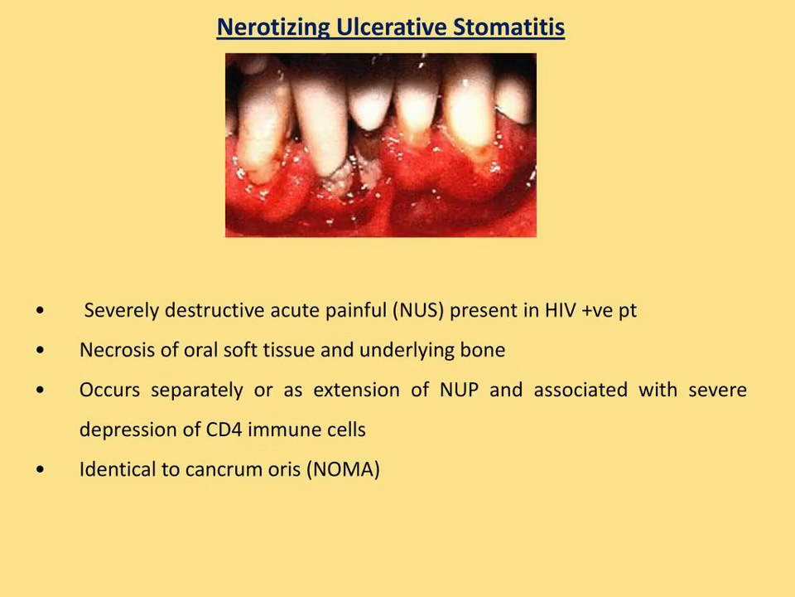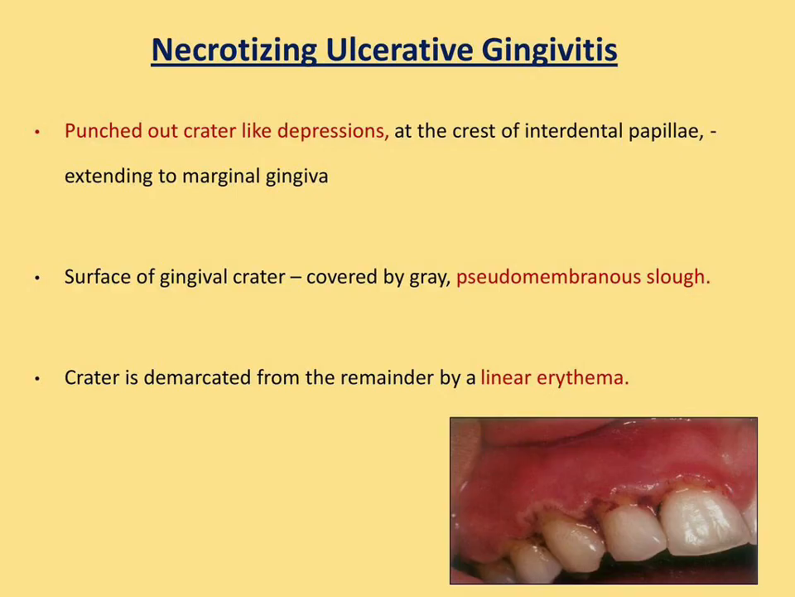Next one is necrotizing ulcerative stomatitis. It is a severely destructive, acute, painful condition present in HIV positive patients. Necrosis of oral soft tissue and underlying bone is observed. It occurs separately or as an extension of necrotizing ulcerative periodontitis and is associated with severe depression of CD4 immune cells, and may become cancrum oris or noma.